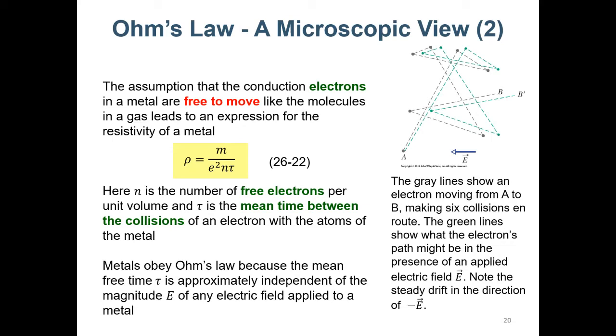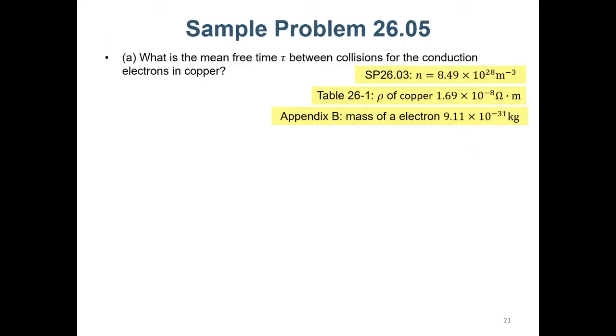This is under the assumption that the conduction electrons in a metal are free to move between the atoms. So we have rho equals m over n e squared tau. Here n is the number of free electrons per unit volume, and tau is the mean time between collisions of an electron with an atom of the metal. The metal obeys Ohm's law because the mean free time is approximately independent of the magnitude of E of any electric field applied to the metal. So we are just trying to explain Ohm's law in a microscopic way.